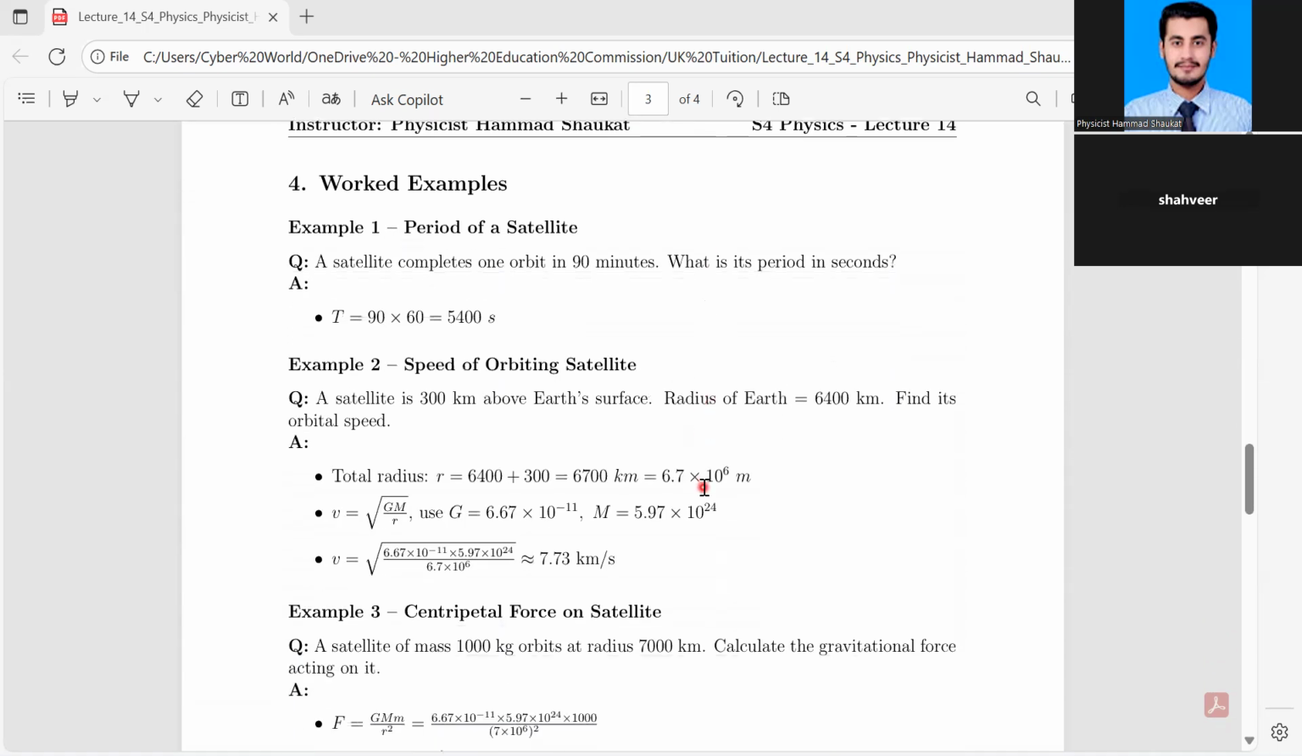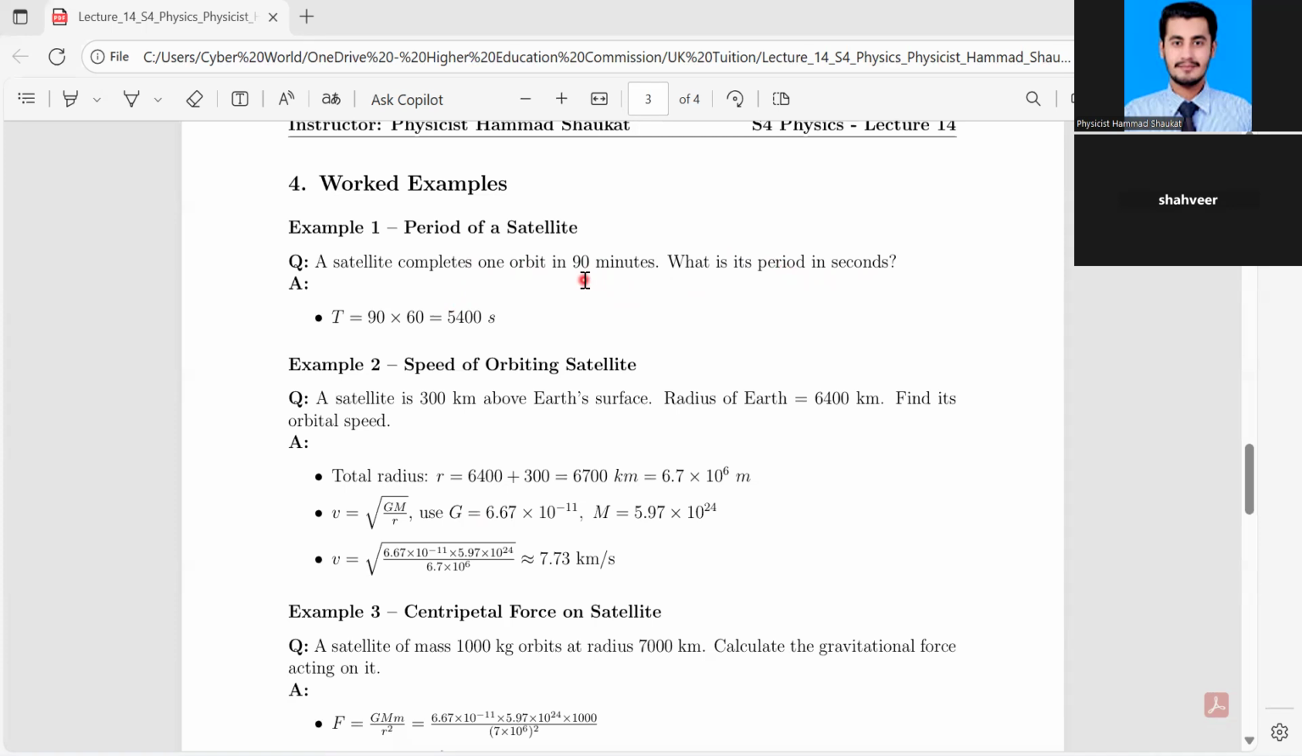Now move on towards worked examples. Here is our example number one. A satellite completes one orbit in 90 minutes. What is the period in seconds? You just have to convert minutes into seconds. Can you convert minutes into seconds? Can you tell me?